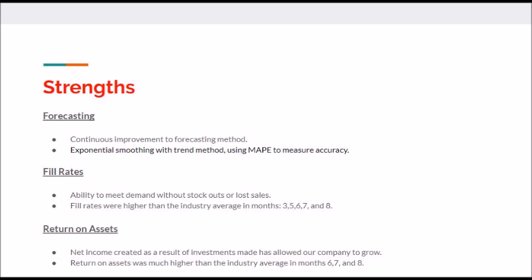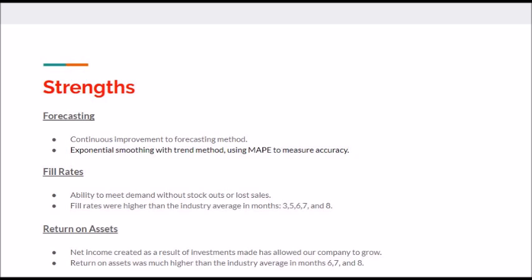Return on assets is another strength of our company. The net income created as a result of investments made has allowed our company to grow and increase distribution in new markets. Return on assets started above average in month 3, however was below average in months 4 and 5 as a result of new investments in production and distribution. However, these investments increased our return on assets to much higher than the industry average in months 6, 7, and 8.